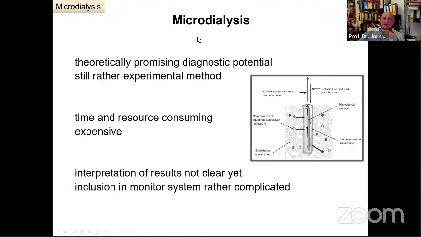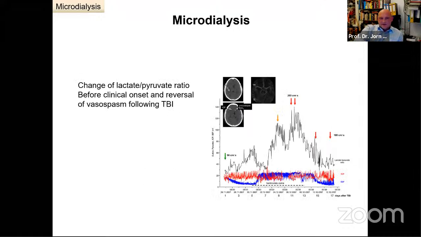Microdialysis, another method that's increasingly used, but still it is very time and resource consuming. It's rather expensive. You need a lot of expertise to interpret the data, and it's probably something to look at in the future. But for the normal neurointensive care unit, it's probably not the first method of choice. Because you look at the lactate pyruvate ratio, for instance, and so on, but it's difficult to interpret.